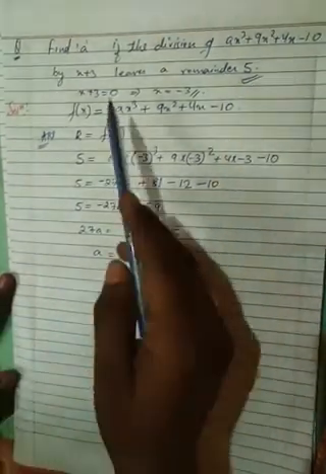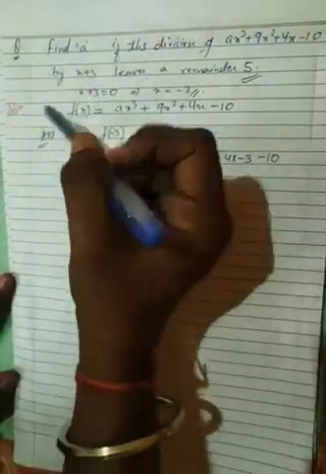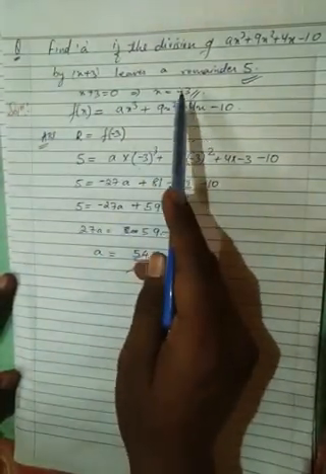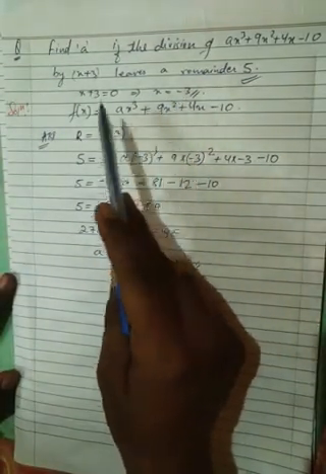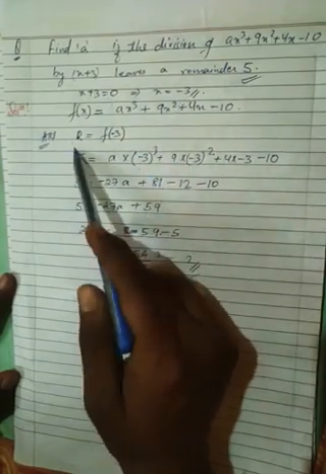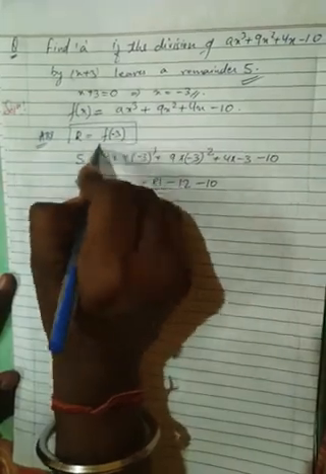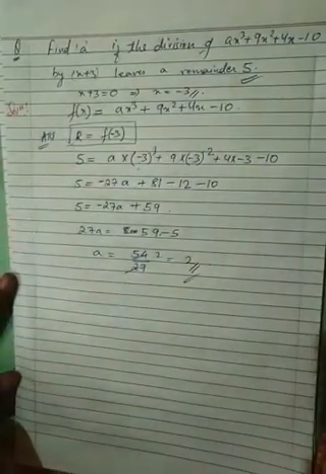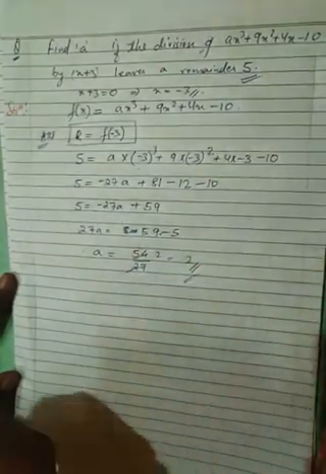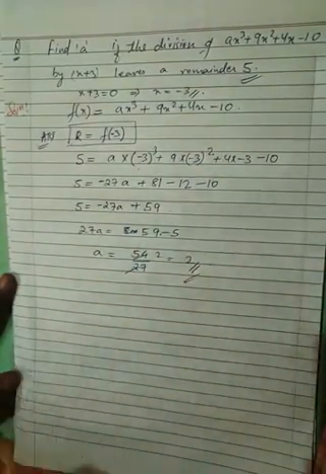So how did we do it? Just take the divisor which is given, equate it with 0, and get the value of x. Now substitute that value of x in the function of x to get the remainder. So we got x value minus 3, and the remainder is f of minus 3. This is the remainder given. Okay, now applying that remainder value as 5, we'll get the value of a. Understood? Let's do the next question now.